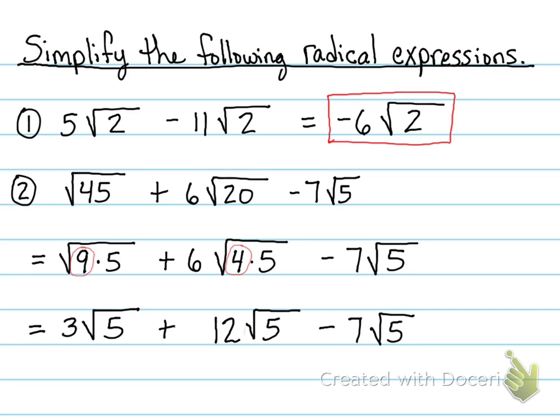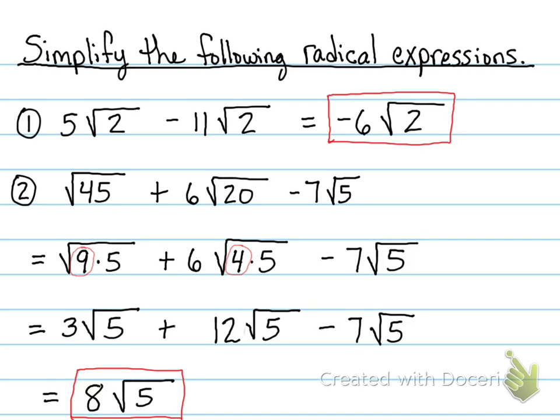And so the way that we do it, we're not going to change the square root. It's still going to be square root of 5, so I would go ahead and write that down. And we perform the addition and subtraction between their coefficients. So we would say 3 plus 12 is 15, minus 7 is 8. So it's going to be 8 square root of 5. All right, so I would write down the square root first and then perform the addition and subtraction between their coefficients.